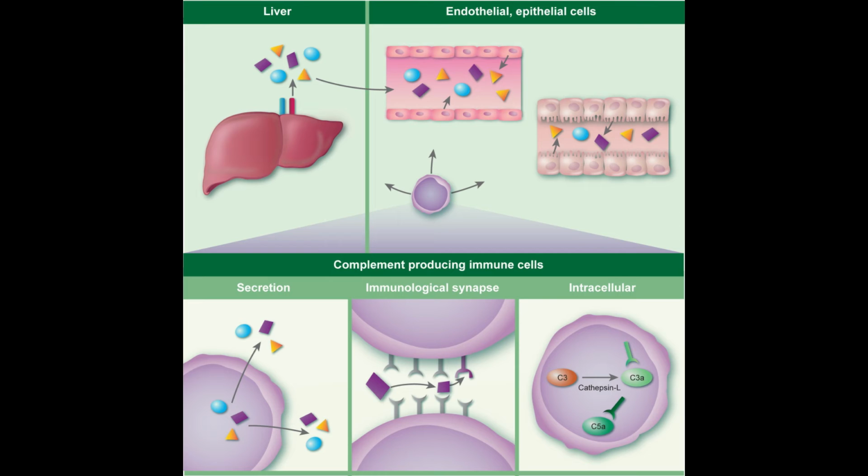C6 and C7 each have a molecular weight of approximately 110,000 and both have similar physical and chemical properties. C8 is made up of 3 dissimilar chains joined by disulfide bond and has a total molecular weight of 150,000. C9 is a single polypeptide chain with a molecular weight of 70,000.